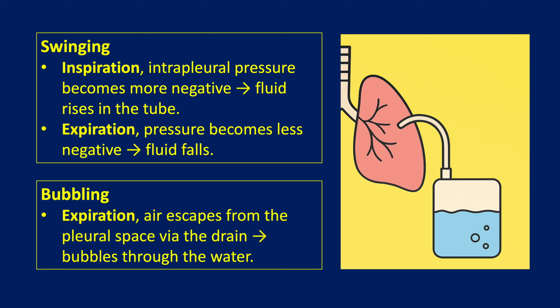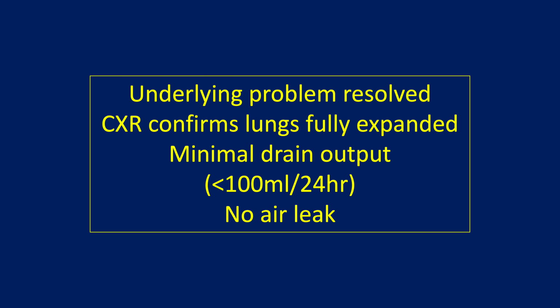Removing a chest drain should be assessed by a senior medical doctor. Things to consider prior to removal: number 1, has the underlying problem resolved? Number 2, is the lung fully expanded? Number 3, is there minimal drain output? And number 4, is there any air leak? Once a decision has been made, the patient can have the drain removed if clinically indicated. The decision to remove an intercostal drain should be made by a senior clinician. Factors to consider prior to removal would be, has the underlying aetiology resolved? Are the lungs fully expanded? And is there any air or fluid leak from that drain?